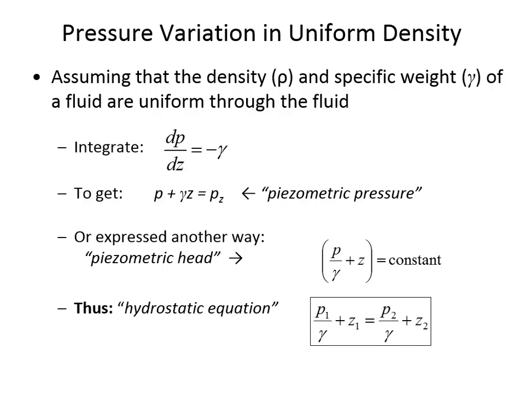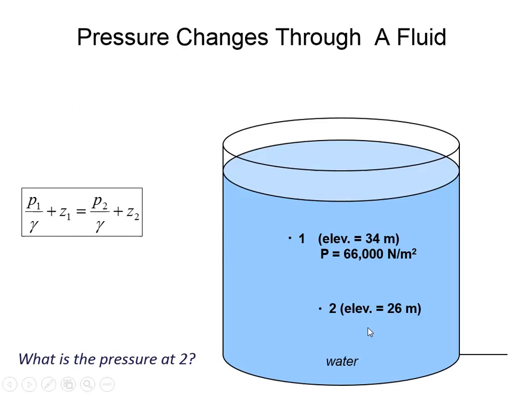So this is another way of saying it: I can compare the pressure at 1 and the pressure at 2 by knowing the elevation of each of these points. If I know the pressure at 1 and the pressure at 2 is unknown, I can find out what the pressure at 2 is by accounting for the difference in elevation, the different Z's. So let's apply that with an example. We want to find out what's the pressure at 2.